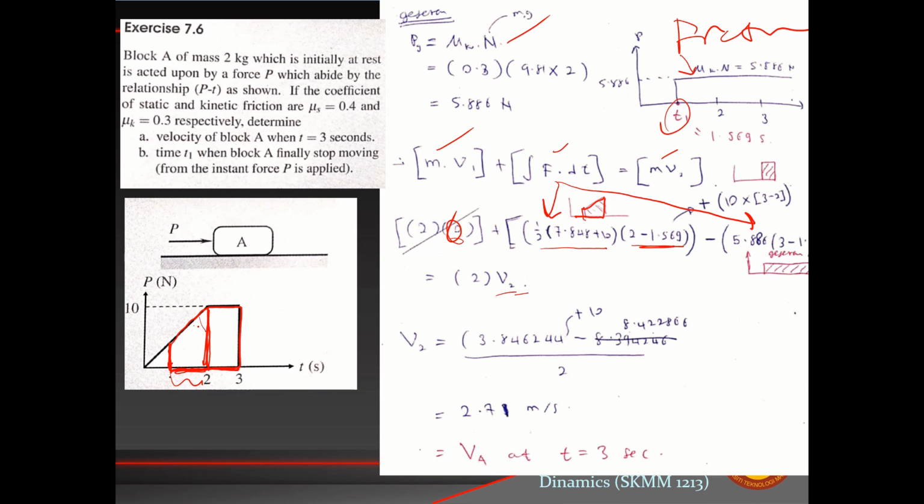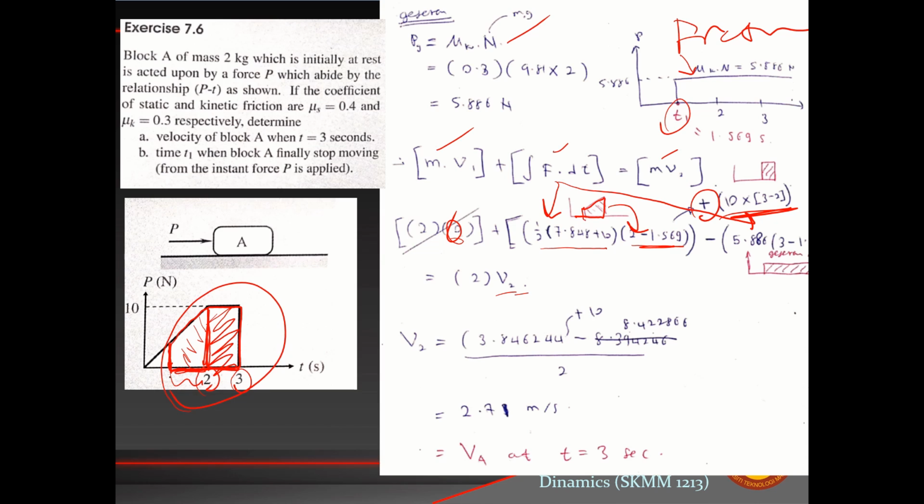So we have this triangle first, and this is only for this triangle. Then I have to add this other area: plus 10 times 3 minus 2. By doing that, I have this one.